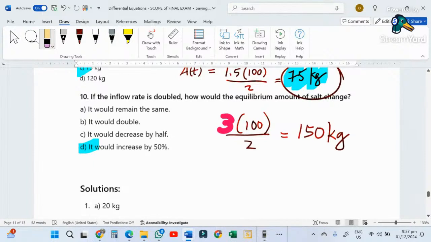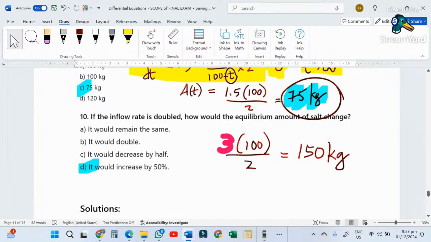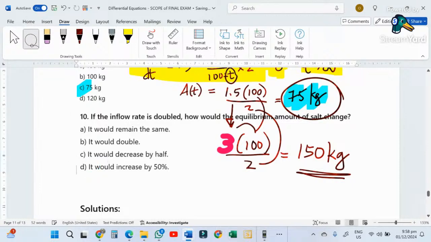Okay, let's move to number 10. If the inflow rate is doubled, how would the equilibrium amount of salt change? What I did was you just have to double 1.5. 1.5 times 2 will be 3. Multiply the same by 100, like so, and then divide by 2, like so. And you get 150 kilograms, which means that it would increase by 50%. Was it 50% or 100%? That's not the right answer. It should be doubled. That's the correct one. It would double.